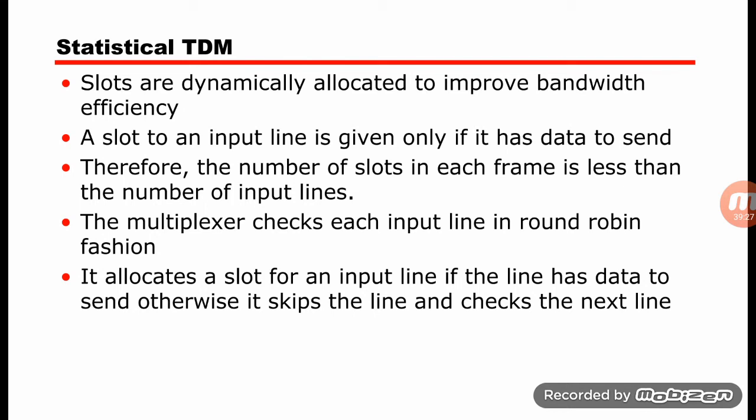You know the meaning of round robin? 1, 2, 3, 4, and it keeps on checking all of them, one after the other. It allocates a slot on the line if the line has data to send. Otherwise, it skips the line and checks the next line. So you check: do you have data to send? It will give you a slot, and your data will come here. If you don't have data, it will not give you a slot. It will give this slot to another user who has data to send. And so on. This is called statistical TDM. We will talk about it next week, inshallah.